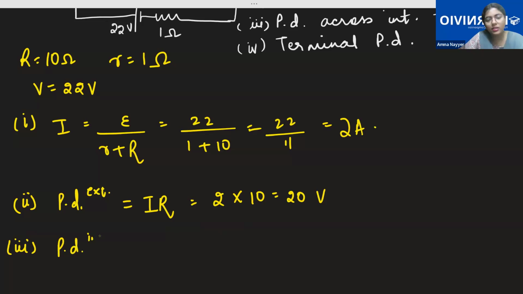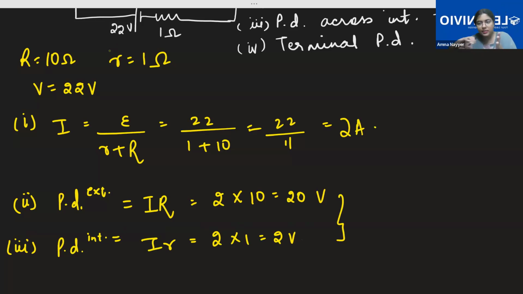Potential difference across the internal resistance: I into small r, that is 2 into 1, which is equal to 2 volts. Look, are you getting the voltage back or not? Across external and internal, 20 plus 2, 22. 22 was the actual supplying voltage. So you can see how it is distributed. 2 volt is coming to the internal resistor while 20 volt is coming to the external resistor like this.